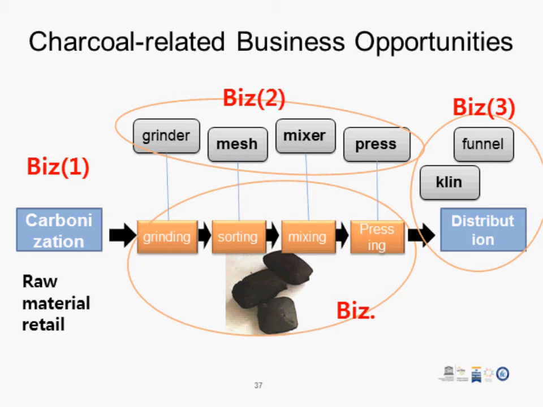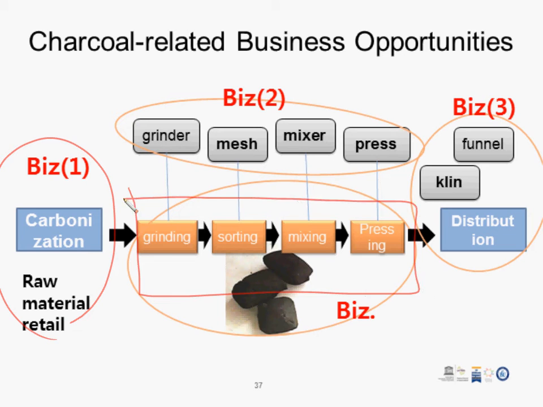First, purchasing the byproduct of sugarcane is required, right? The first business model is purchasing the byproduct of sugarcane, which is the most fundamental fuel, right? This process can be developed into retail. And then the second phase is the production phase: grinding, sorting, mixing, and pressing, right?